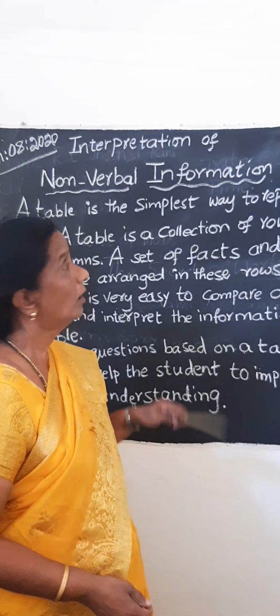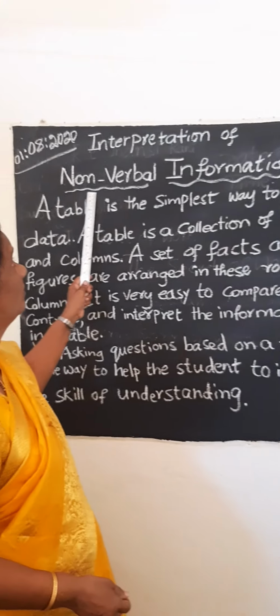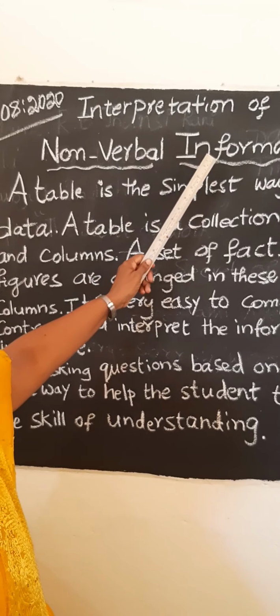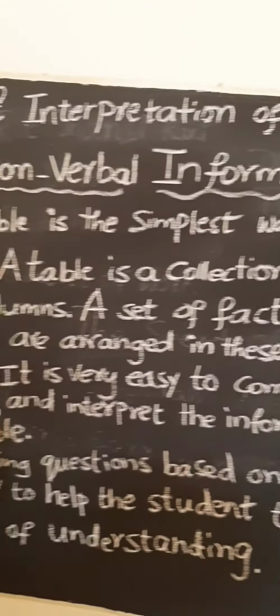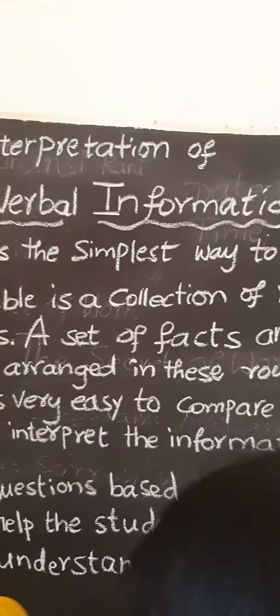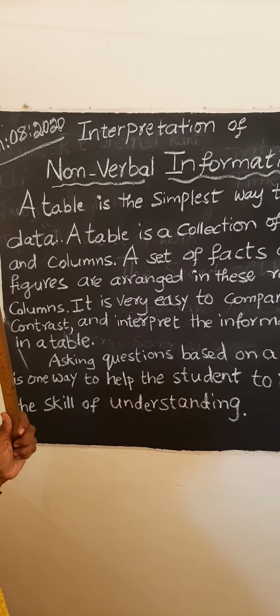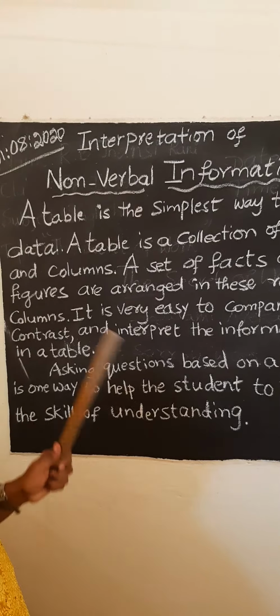Today, we are going to learn interpretation of non-verbal information: a table. In non-verbal information, there are many divisions, I mean pie charts, bar graphs, and table charts. Through all these, the examiner examines your skill of understanding. This is the main purpose of non-verbal information.